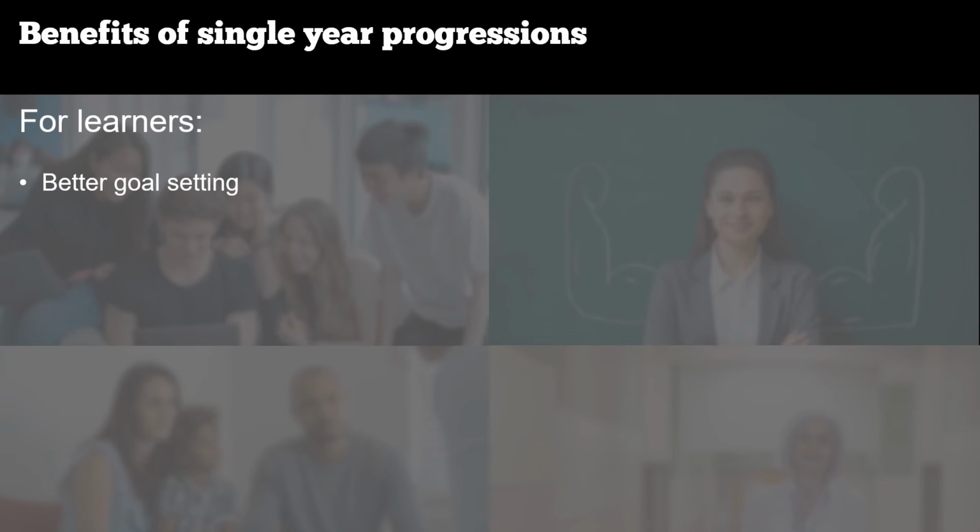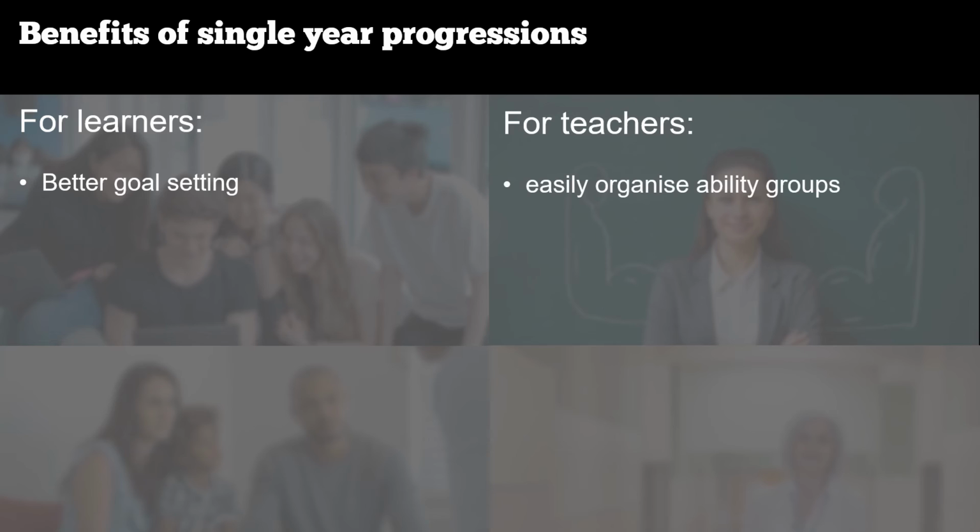So for learners, better goal setting. Students can know, oh, okay, I'm at step 2. What do I need to do to get better? I'll just read the general statement for step 3. And then if I need even more guidance, I can read the individual criteria at step 3. For teachers, it's a lot easier to organise ability groups. So you might have a whole group of students that are at step 3. What would be a good learning experience for them to improve? Give them something to do with step 4.